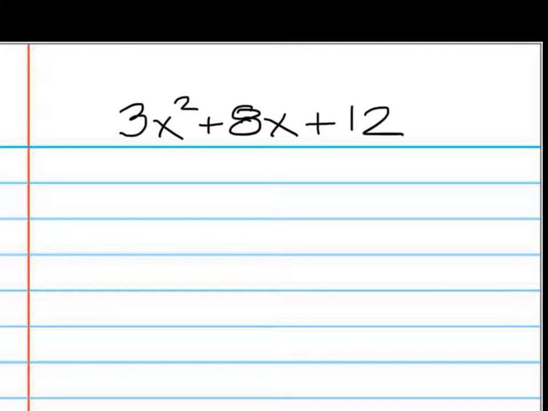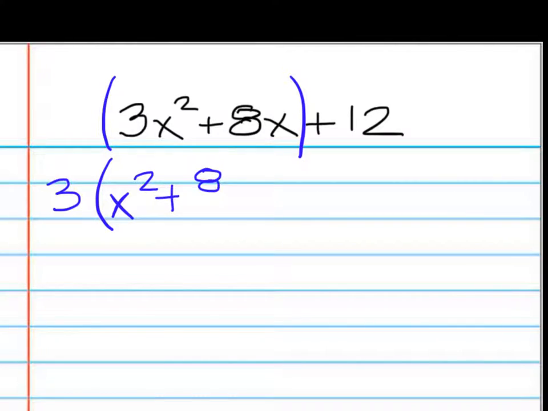3x squared plus 8x plus 12. We have to do the same thing with that. Group these two together. What do I have to divide out of that quantity? I have to take a 3 out. So there goes 3. And I divide 3x squared by 3. I'm left with x squared. 8 divided by 3 is simply 8 over 3. And we keep the x.